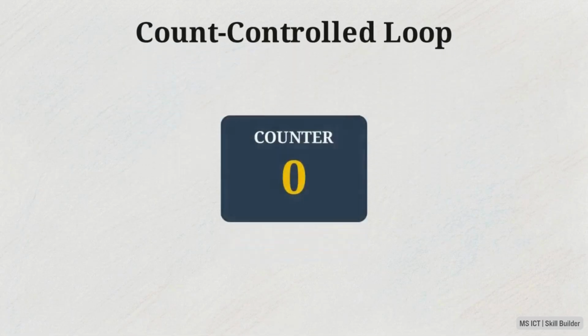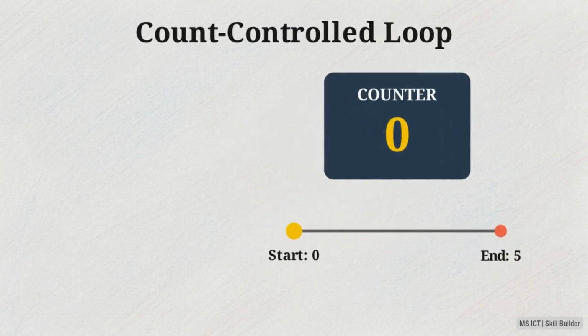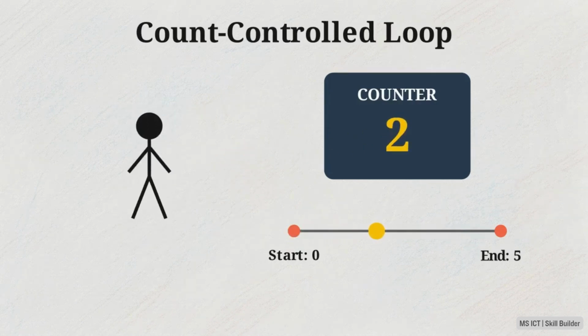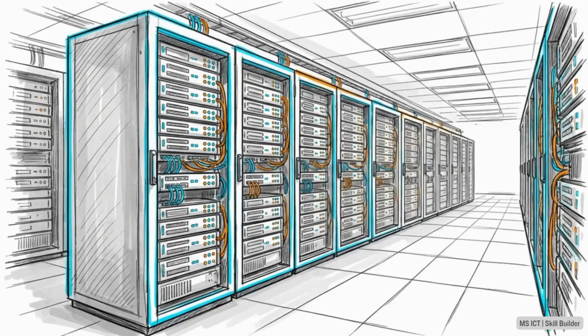Every count-controlled loop needs 3 ingredients. First, a counter variable, a digital scoreboard tracking the current repetition. Second, start and end values tell the scoreboard where to begin and stop. Finally, the increment adds exactly 1 to the counter after every repetition, ticking it up. A count-controlled loop cannot function without all 3 of these ingredients. The computer requires absolute, unambiguous mathematical rules so it can operate predictably every single time.